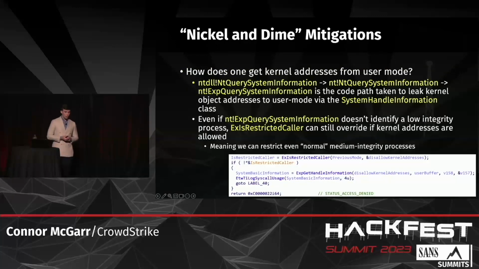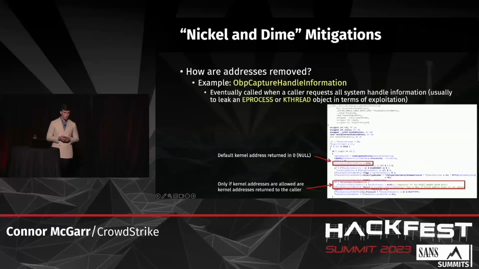So how does this actually look? Well, you call NtQuerySystemInformation from user mode. Eventually, it takes a code path into kernel mode. And there's various classes that you can pass in to get different information. One of the most popular is the handle information. And what happens is when you use that class, ExIsRestrictedCaller says, I see you're not a low integrity process, so go ahead, keep on doing execution. But then it gets to a point where you verify as well, should we disallow kernel addresses to medium integrity processes? And so the OS now can restrict kernel addresses or strip them from being returned into user mode.